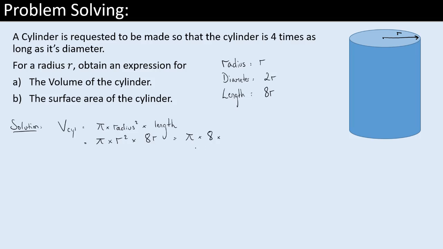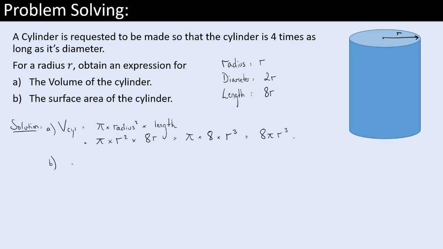And if you remember what happens to your powers when you multiply the same base? Our powers get added together. So that's going to be r cubed. So our expression in terms of r is going to be 8 pi r cubed. Not too bad.